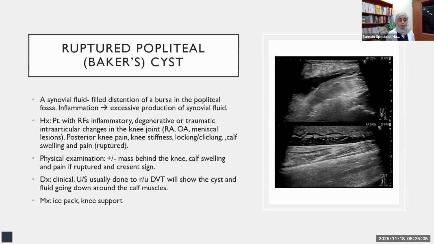The diagnosis is mainly clinical. The ultrasound is usually done to rule out DVT, and it will show the cyst and the fluid going down around the calf muscle. So you can see this is the cyst. And this is the fluid which is going down. This is the muscle, this is the subcutaneous tissue, and this is all fluid coming down the calf. For the management, mainly it's ice pack and knee support. In advanced cases, maybe they will need surgery.